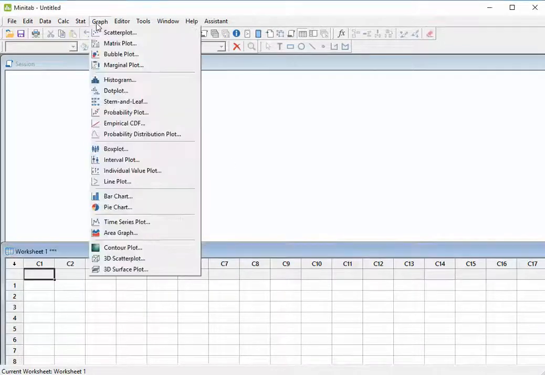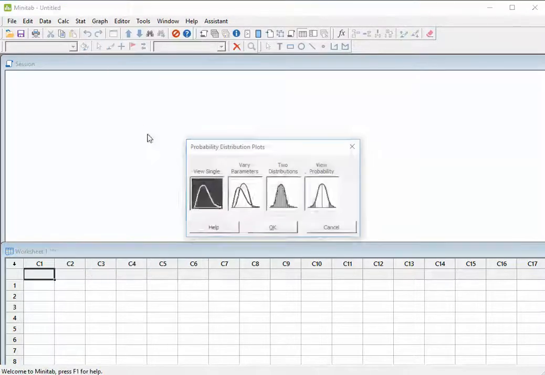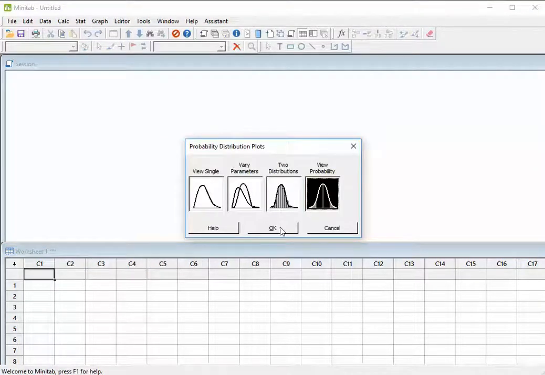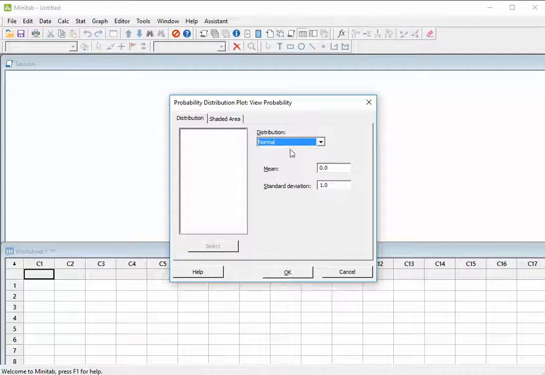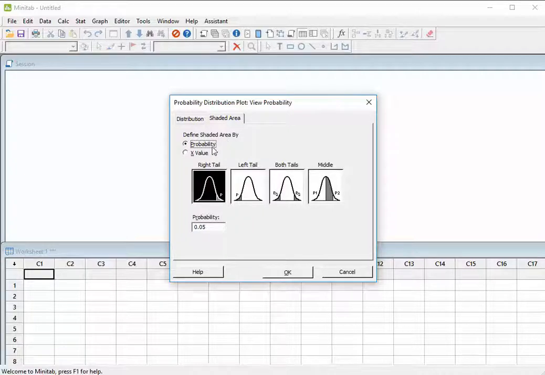We're going to go to Graph, Probability Distribution Plot, and View Probability. Then click OK. I can leave the setting for distribution to normal because now I'm using the normal distribution. I'm going to enter the mean value of 4 years and the standard deviation of 0.3 that I was given in the problem. Then I need to click on the Shaded Area tab. I'm going to define shaded area by x value and enter the x value of 4.8.